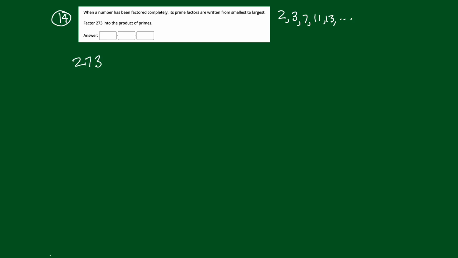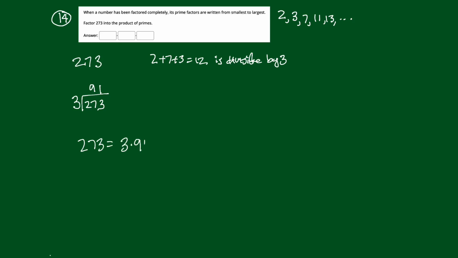If I add these digits, 2 plus 7 plus 3, I get 12. And 12 is divisible by 3. So if the sum of the digits of the number, 12 in this case, is divisible by 3, the whole number is divisible by 3. So let's see what we get here. So we'll get 3 into 273. Now 3 into 27 is 9, 3 into 3 is once. So here's what I have so far. 273 is equal to 3 times 91.